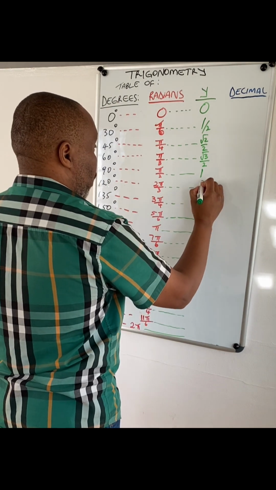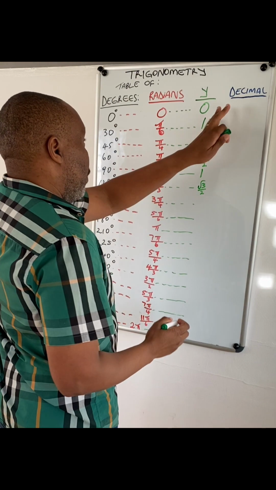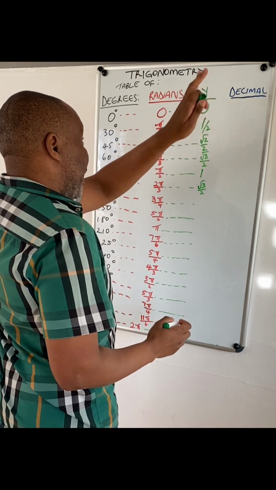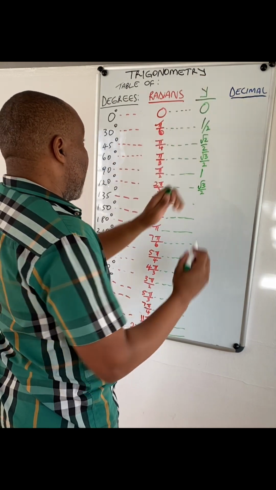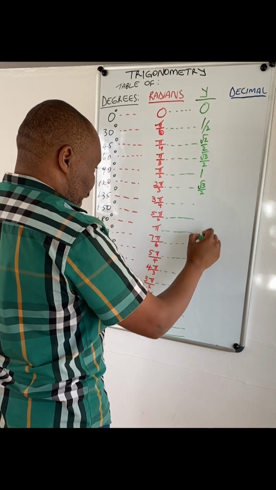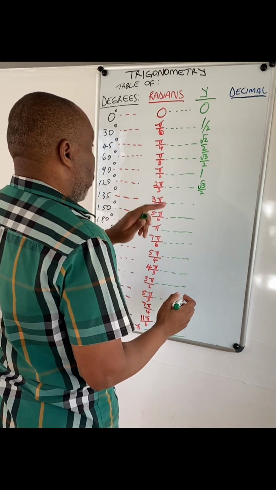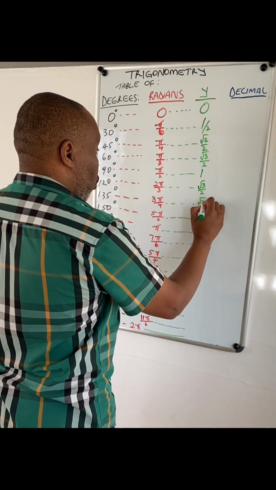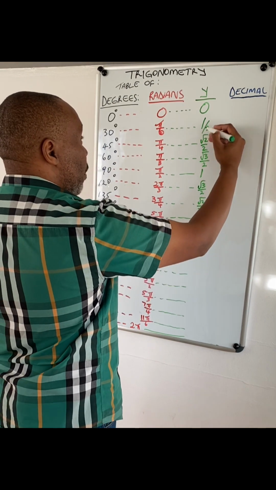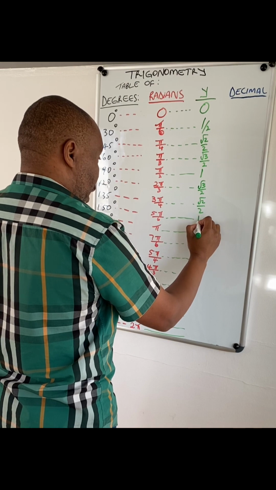120 is root 3 over 2. Remember, y, which is sine, is positive in the first quadrant. This is the first quadrant, and also in the second quadrant. So at 120 it's root 3 over 2. At 135 it's root 2 over 2. We're just going back like this. At 150 it is a half.